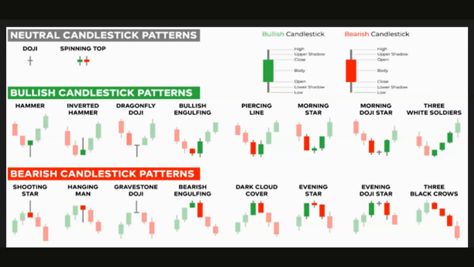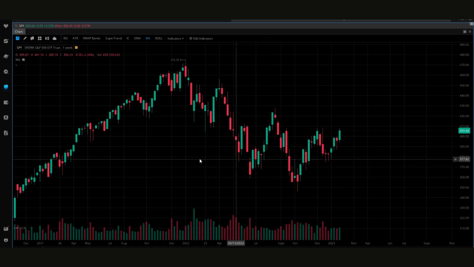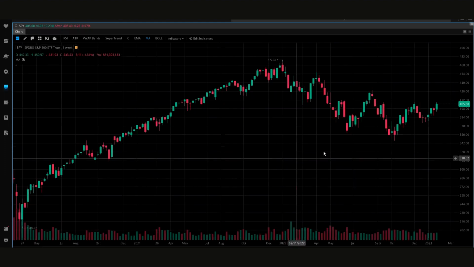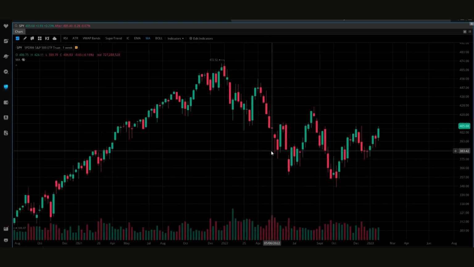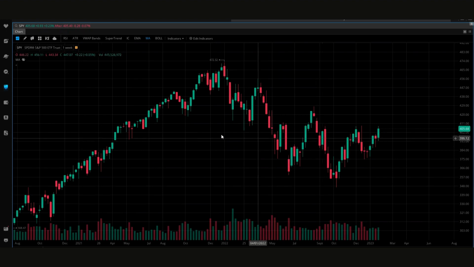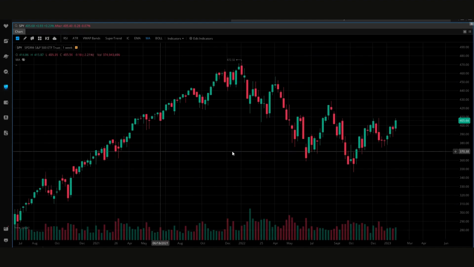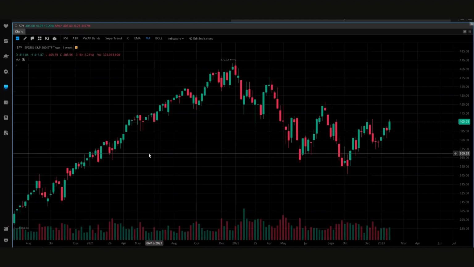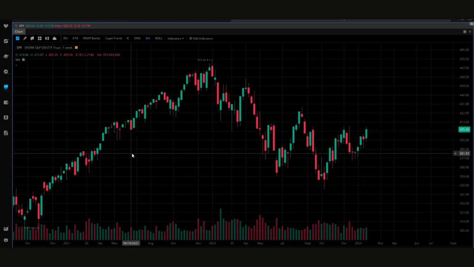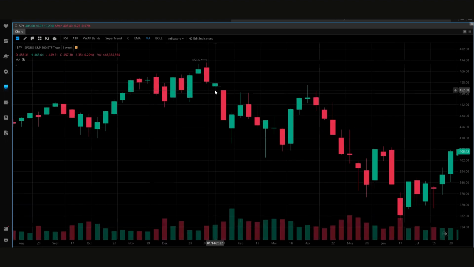Okay, so guys, we're back on a SPY chart, and hopefully we can identify some of these candlestick patterns that we just went over on the candlestick pattern chart that I showed you. But I do also want to look at individual candlesticks and what they actually mean. So let's take a look. We're going to zoom into one right here.